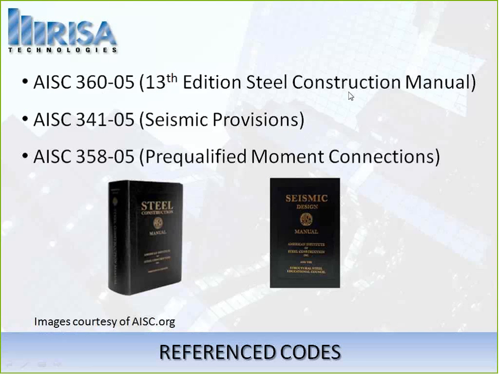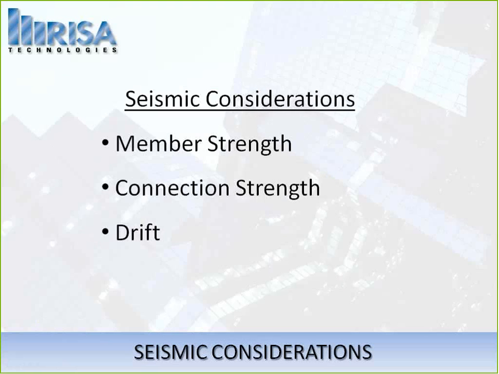Now, the 360 is the traditional steel manual that we've all used, and it's used for non-seismic steel designs. Now, a partner document the AISC has come out with is the 341-05. This is the Seismic Provisions book here. And this is going to cover all sorts of additional steps that you need to take for high seismic buildings. And then we also have the AISC 358, which is packaged inside of this seismic design manual, and this goes over pre-qualified seismic moment connections and all the details and variables and the such that are associated with those.